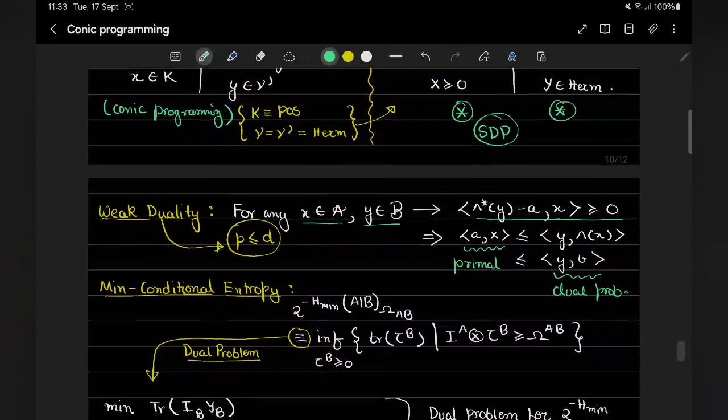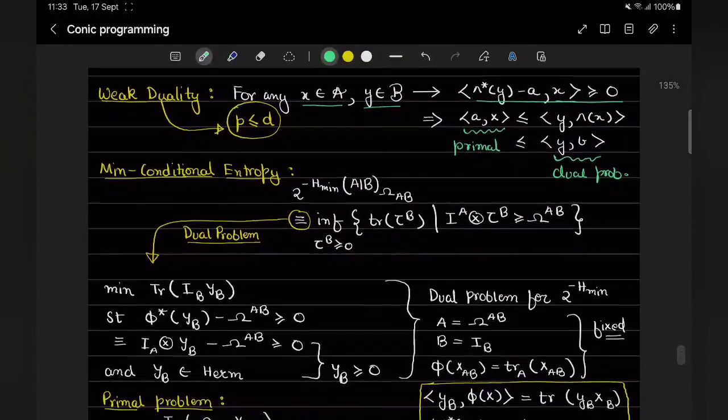Now let's come to the discussion of min-conditional entropy. Min-conditional entropy has a definition of this form. So this is the definition: 2 to the power minus H min. Why is it 2 to the power? It is because otherwise you will have a log in the definition everywhere, which is just an added level of complexity.